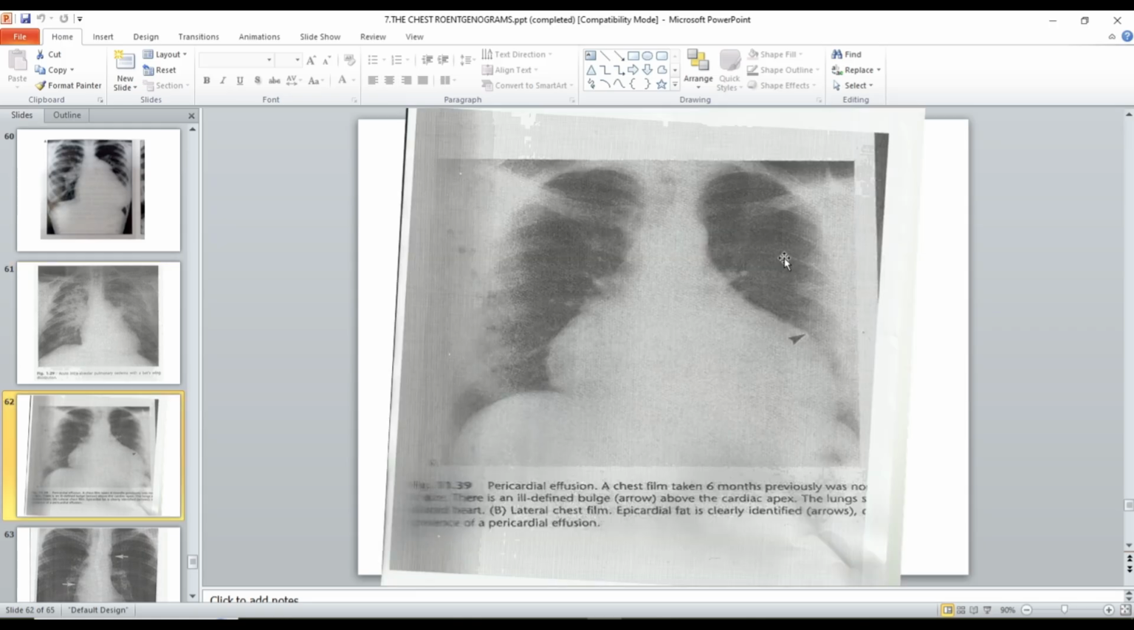This is pericardial effusion, a globular heart with diminished vascularity on both sides. This is pericardial effusion.